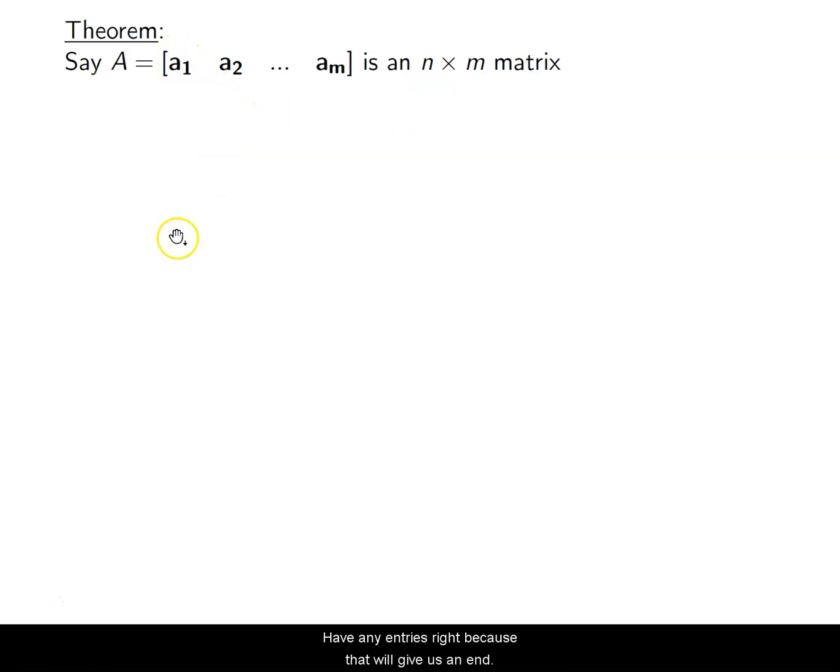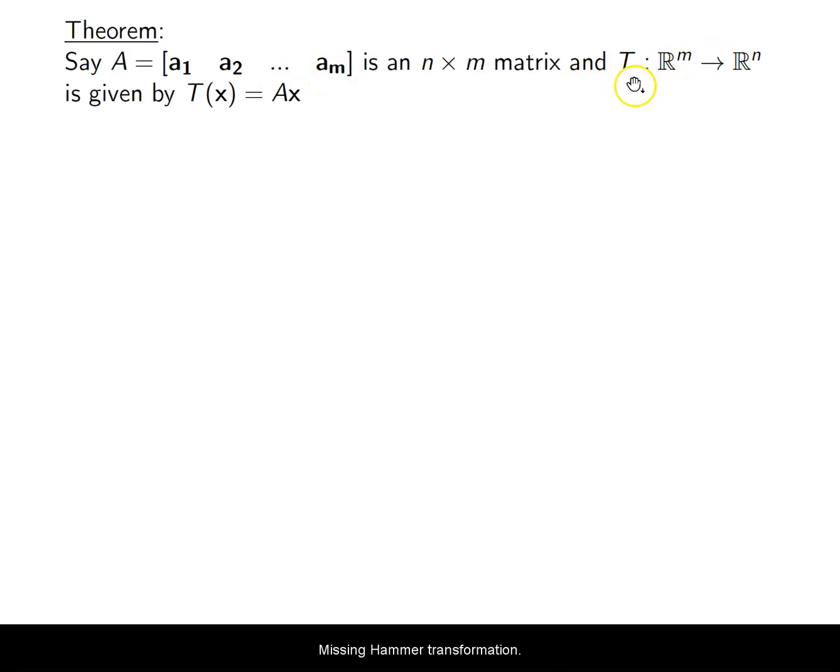Because that will give us an n by m matrix. And let's say we have our transformation from Rm to Rn. So remember, the number of rows is where we end up, and the number of columns, or the number of variables we have, is where we start. So my domain to my range matches up with this matrix made out of column vectors. So this transformation is given by T(x) equals A times whatever vector I multiply in there.